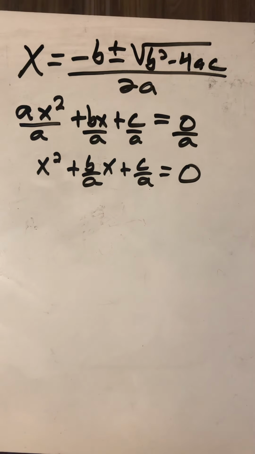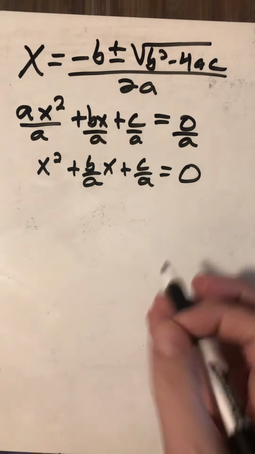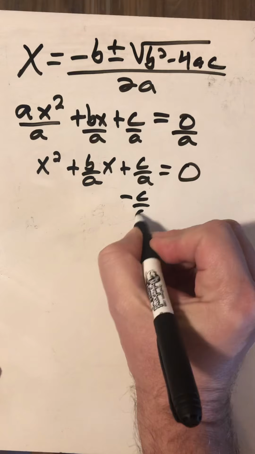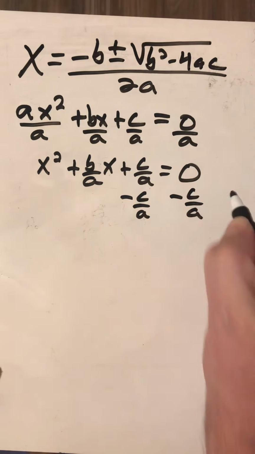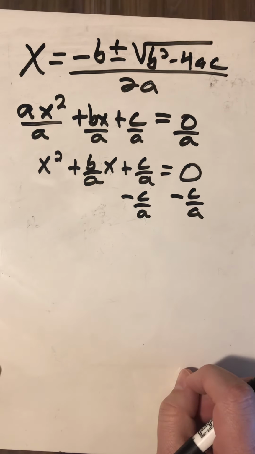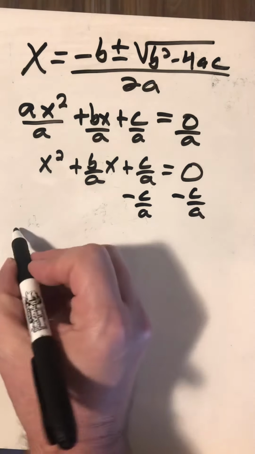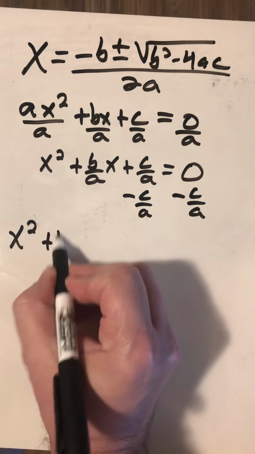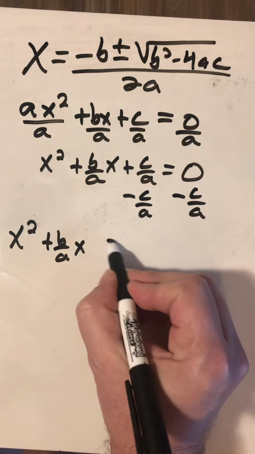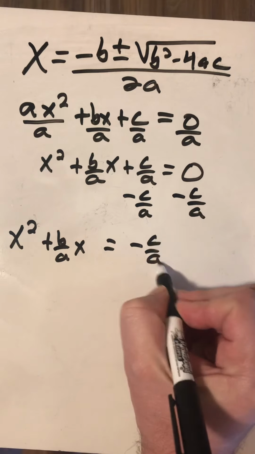So let's go ahead and move that last term, c over a, over to the other side, and then find the term that completes our square. So we're going to subtract c over a from both sides, just like we would any other time. When we don't have a perfect square trinomial, we get it out of the way so we can then find the term that completes our square. Okay, so now you've got x squared plus b over a x equals negative c over a.